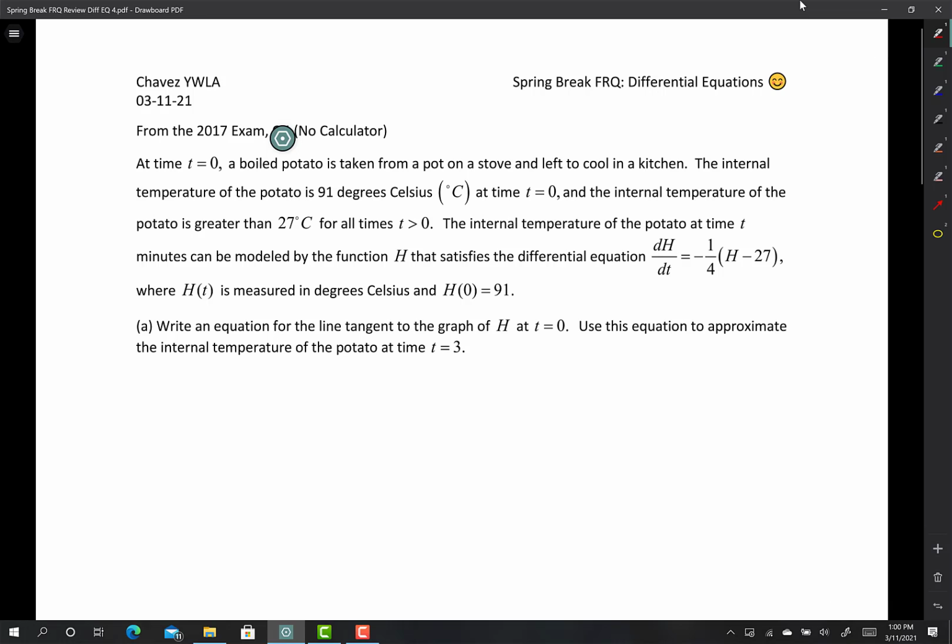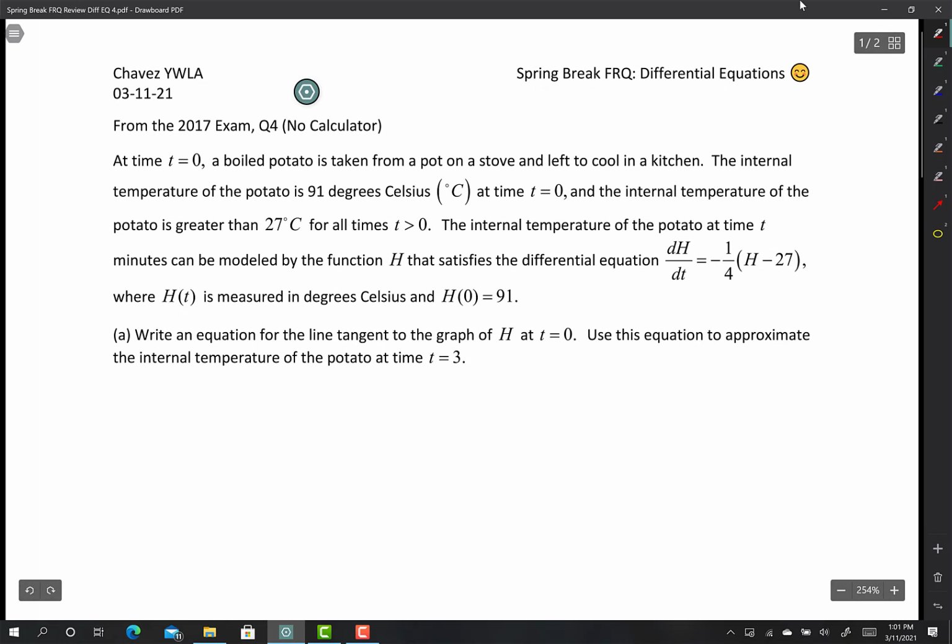So, this one is a differential equation problem from the 2017 exam. And let's see what we got. At time t equals 0, a boiled potato is taken from a pot on a stove and left to cool in a kitchen. The internal temperature of the potato is 91 degrees Celsius at time t equals 0, and the internal temperature of the potato is greater than 27 degrees for all times t greater than or equal to 0. Okay, so it's always larger than that.